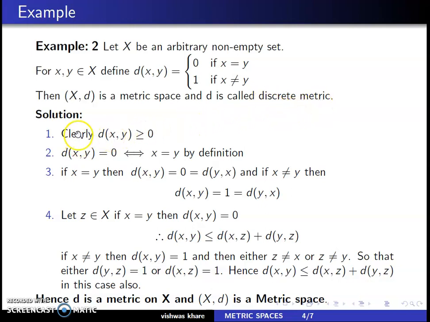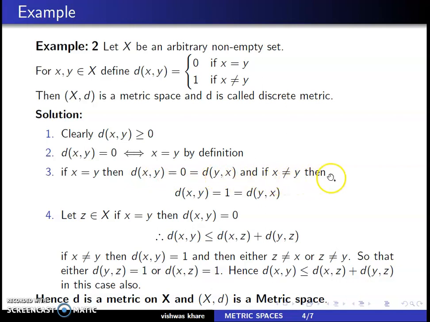So let us prove all the four properties which we have seen in the definition. Clearly d(x,y) is greater than or equal to 0 because it takes either value 0 or 1. Second, d(x,y) equals 0 if and only if x equals y. This is by definition, because d(x,y) is 0 if x equals y. So the second property is satisfied. Now third, if x equals y, then d(x,y) equals 0. But in this case, it is the same as d(y,x) because x equals y. So d(y,x) is also 0. So these two are equal.